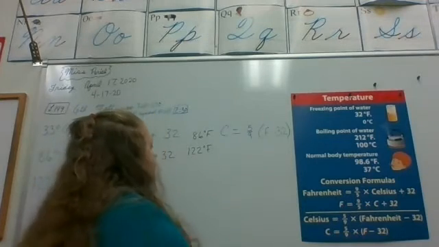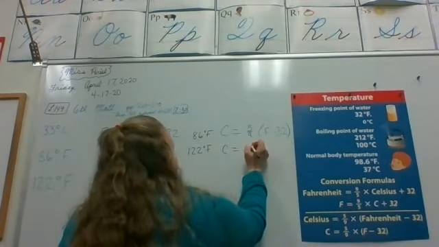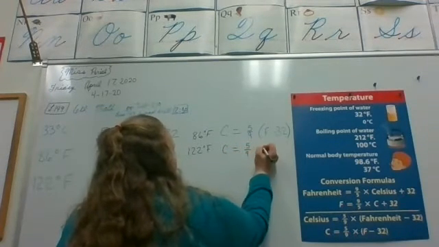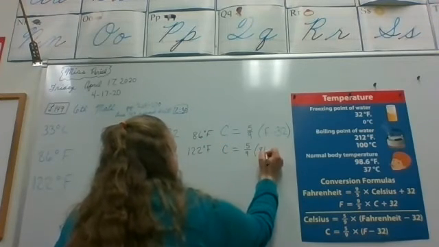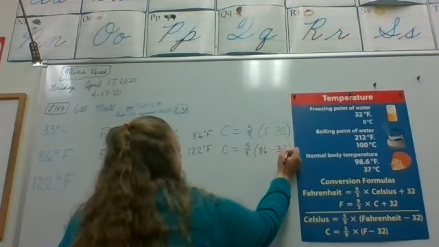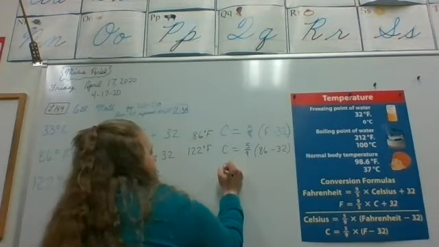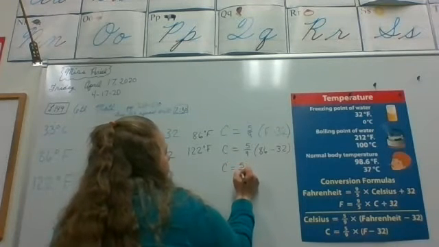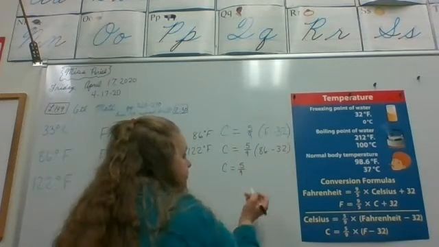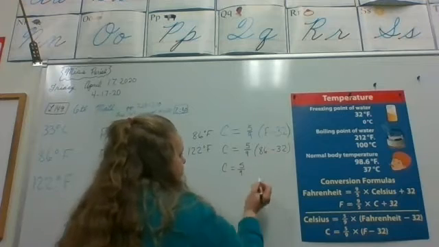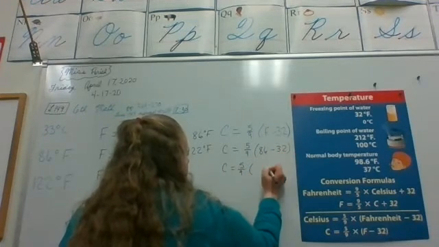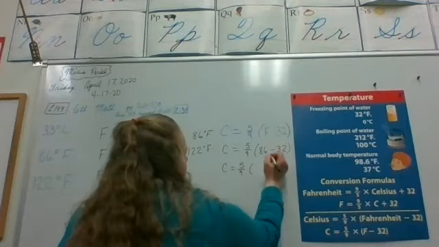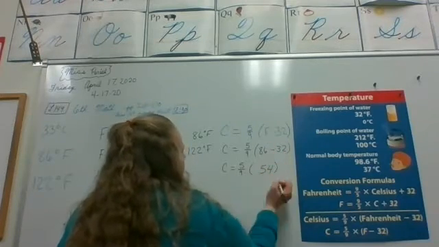We do what's in parentheses first, okay? So C equals 5/9, and it will do 86 first, 86 minus 32, okay? So first of all, we've got 5/9, and we're going to subtract this. So you can stack it if you need to, or if you can do mental. 6 minus 2 is 4, 8 minus 3 is 5, okay?